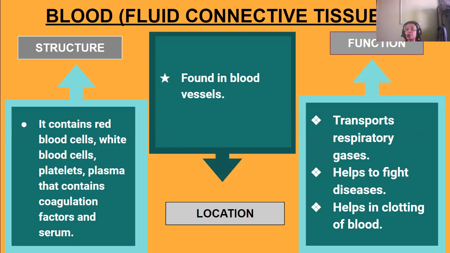So it will transport what? Respiratory gases. It will transport food items; its main function is to transport. As it can transport certain substances from here to there, it can help to fight diseases. It can help in clotting of blood, as it has some coagulation factors. It helps in the coagulation of blood also, and it helps to fight diseases.